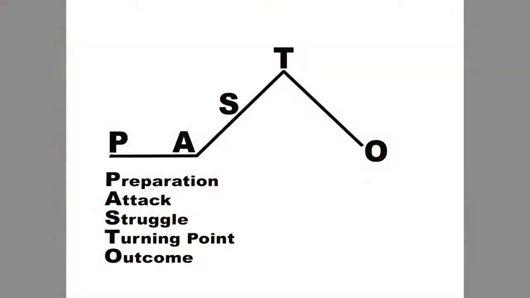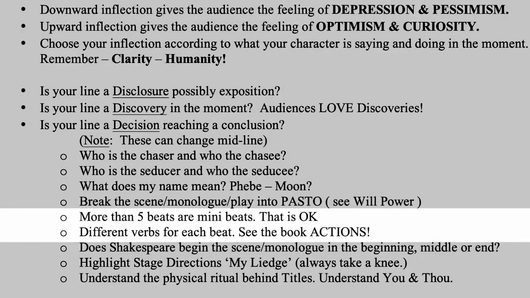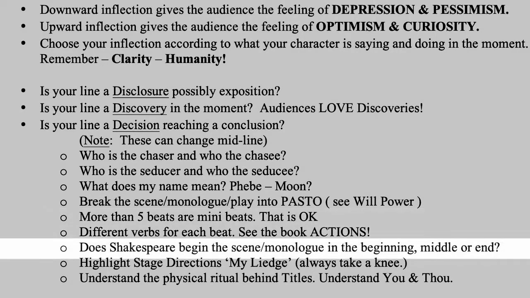You must also break your scene into your beats: preparation, attack, struggle, turning point, outcome. If you have more than 5 beats, it's okay, because then they're mini beats and it'll only make you more specific. You also need to make sure that every beat has a different verb. Then you must say, does Shakespeare begin the scene in the beginning, the middle, or the end?